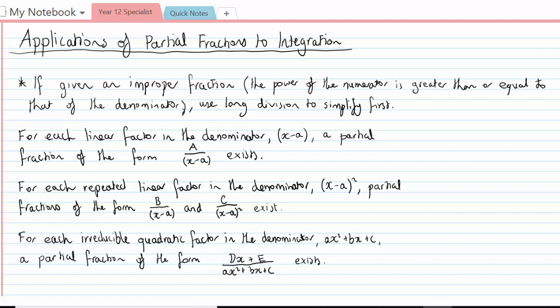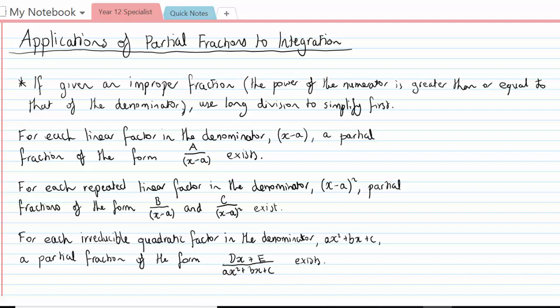But there's one critical thing, and that is that if you are given an improper fraction, which is where the power of the numerator is greater than or equal to the power of the denominator, we need to use long division first to simplify it. And then from there we'll end up with a fraction as the remainder, on which we can use the partial fractions. So I'm just going to leave this here on screen for a minute and suggest that you add those couple of notes there.